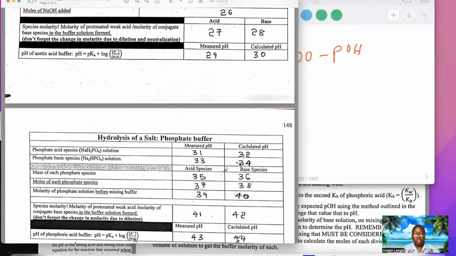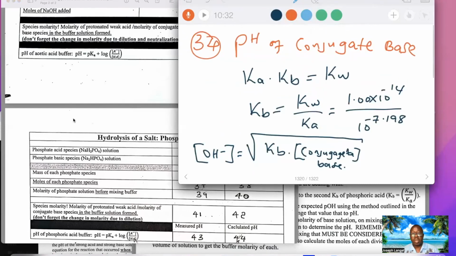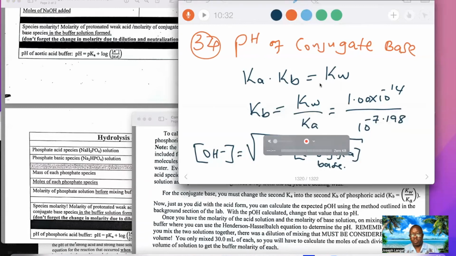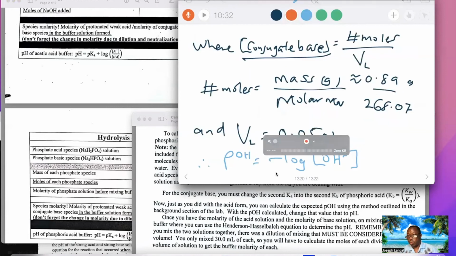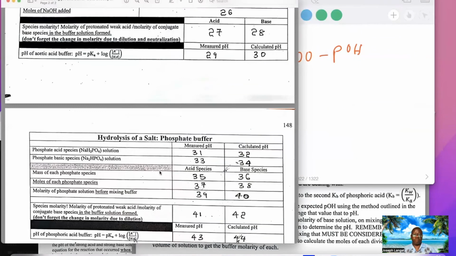So remember to retrace back on how we started, how to find the pH of the conjugate base. From this information, for the conjugate base, you must change the Ka into Kb, which is what we did here. Then we find the pOH, which is what we did here, and then we subtract from 14.